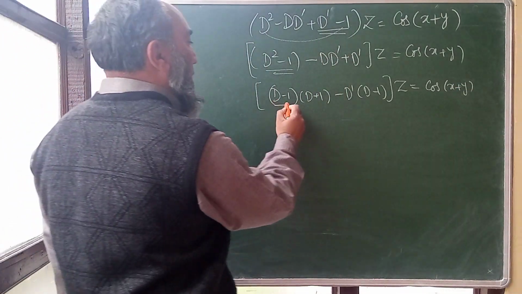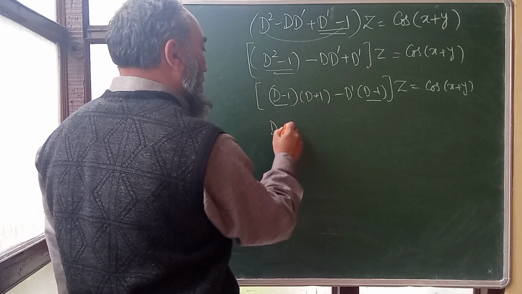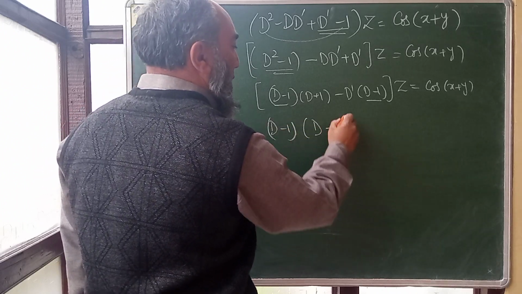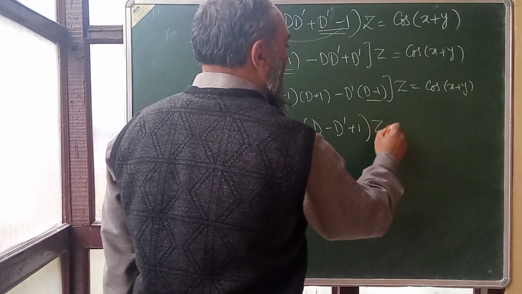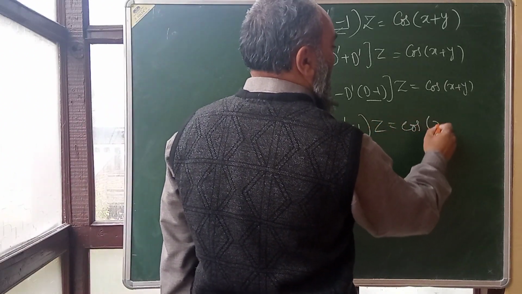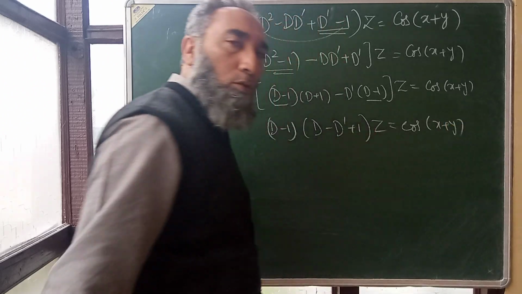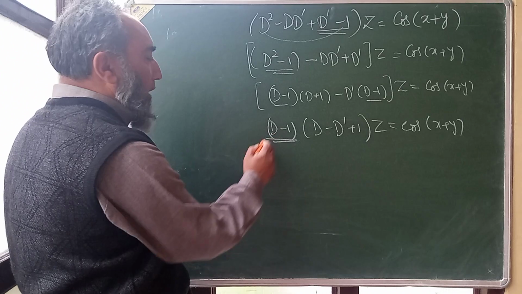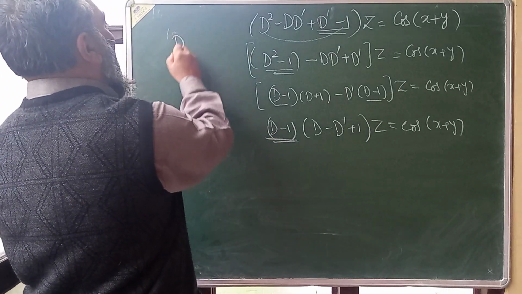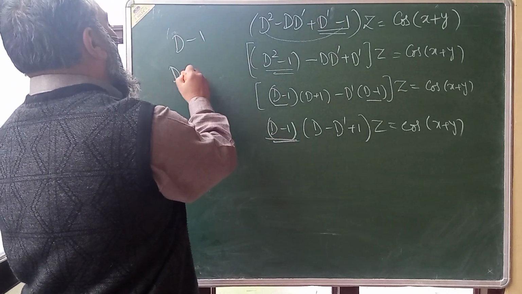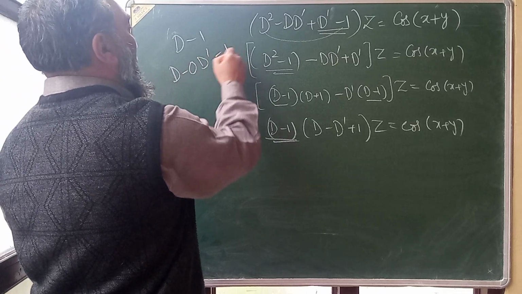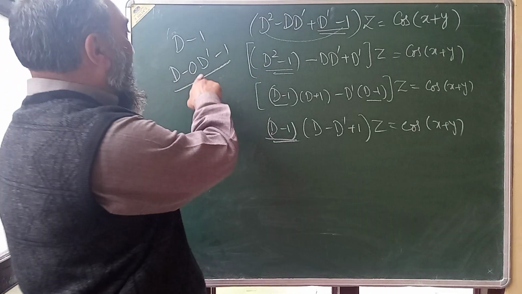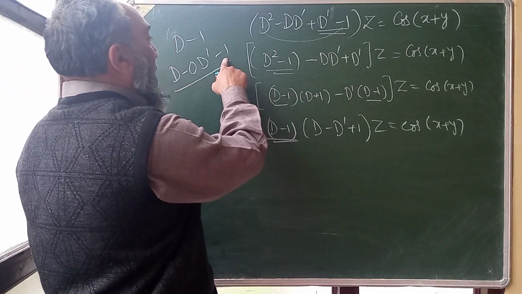Now, this is D − 1, D − 1. So it is (D − 1) then (D + 1 − D′) operating on z equal to cos of x plus y. This is a non-homogeneous partial differential equation. What is this now? This can be written as (D − 0·D′ − 1). This is the non-homogeneous partial differential equation part. Your m is 0. So you have, this is minus 1.